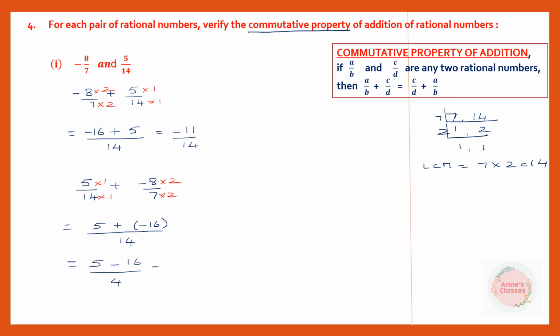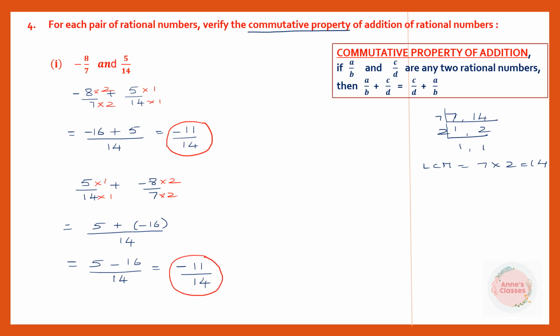When signs are different, we put the sign of the bigger number, minus, by 14. So we put the sign of the bigger number and we subtract: 16 minus 5 is 11. 11 and the denominator is 14. So when we first added, we got the answer as minus 11 by 14. When we changed the order and we added, also we got minus 11 by 14.